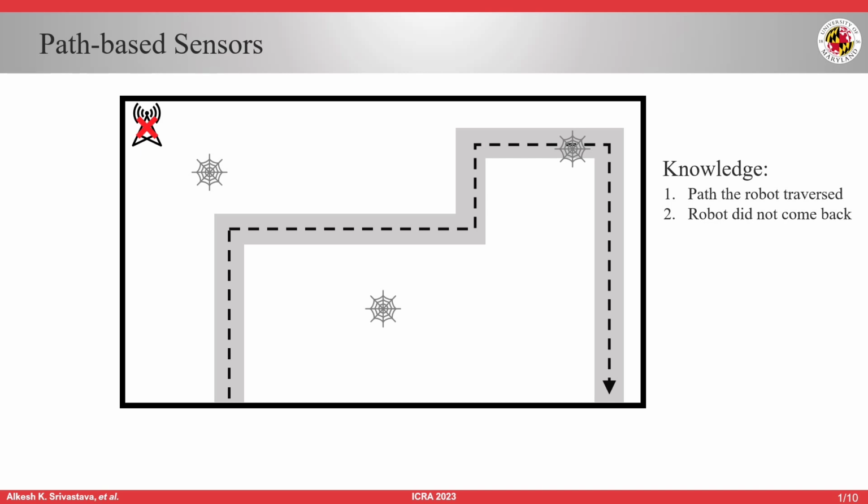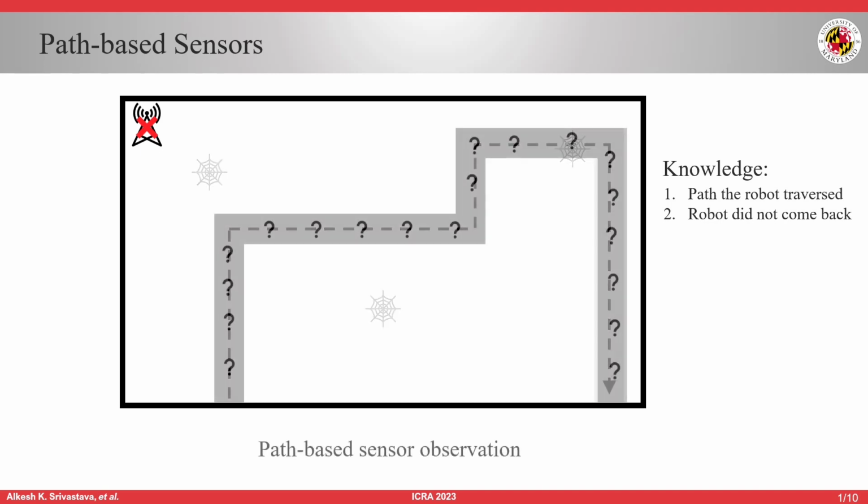Such an observation is known as a path-based sensor observation. So an observation where you know that an event has happened somewhere along the path, that is, the trapping of the robot may have occurred anywhere on this question mark. So if an event has occurred somewhere along the path and we don't know where exactly that event has happened, then such an observation is known as a path-based sensor observation.